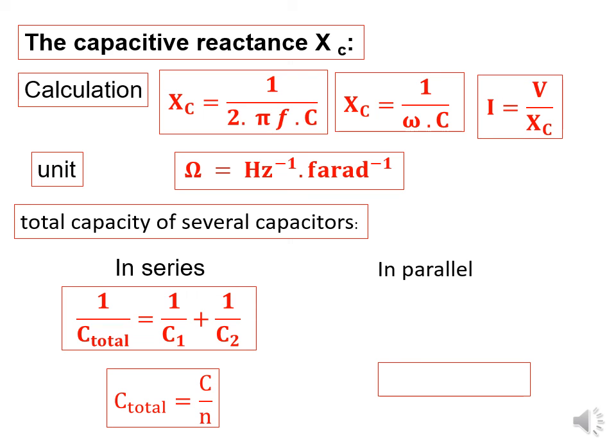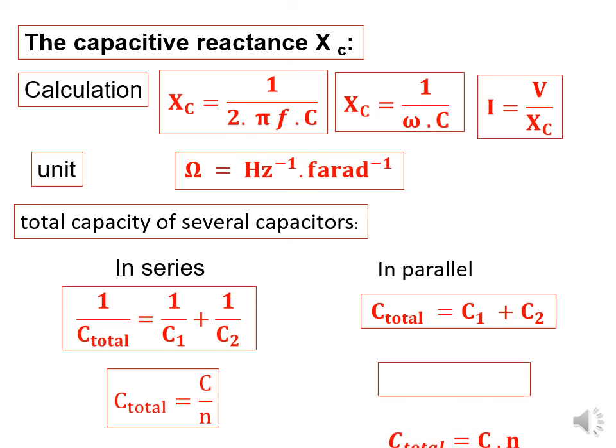If the capacitors are connected in parallel, the total capacity of the group equals the capacity of the first capacitor plus the capacity of the second capacitor. If we have a group of capacitors connected in parallel and they are equal in capacity, its total capacity will equal the capacity of one of them multiplied by its number n.